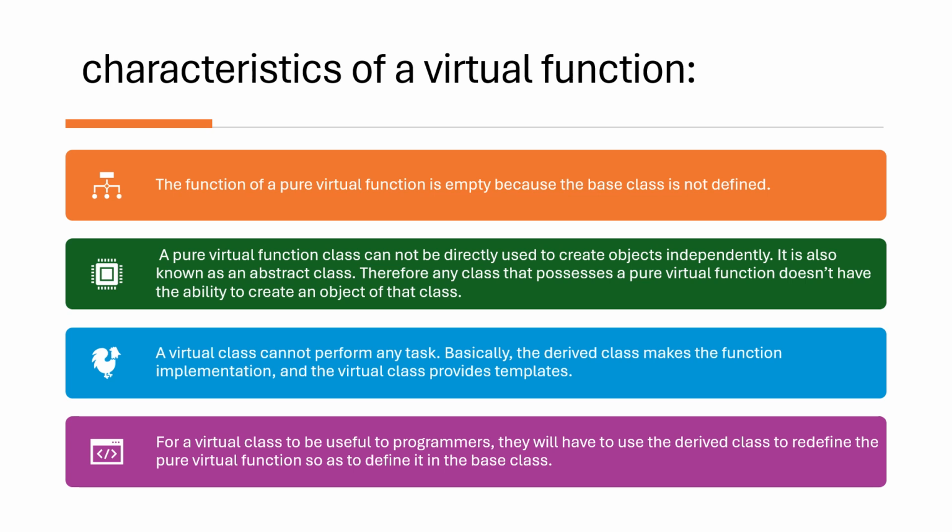Now the characteristics of a pure virtual function. The pure virtual function is empty because it is not defined in the base class. That is what we are saying: we are assigning the virtual function equal to 0, so it is empty in the base class. It is not defined. A class with a pure virtual function cannot be used directly to create an object independently. It is also known as an abstract class. Therefore, any class that possesses a pure virtual function does not have the ability to create an object.